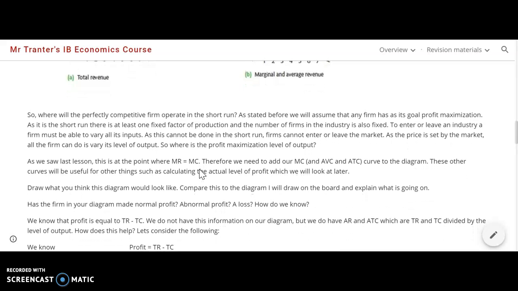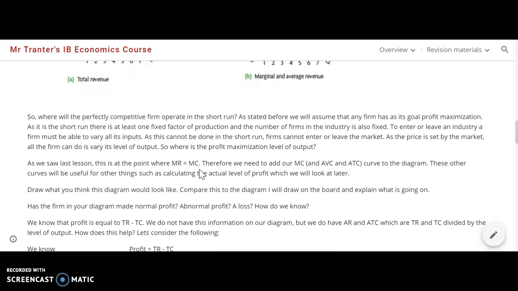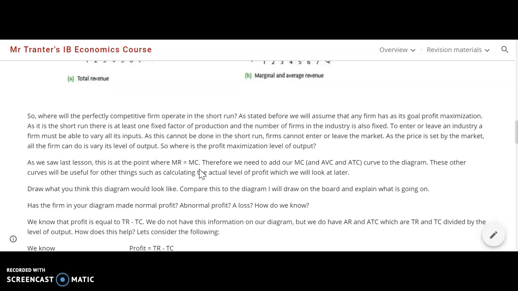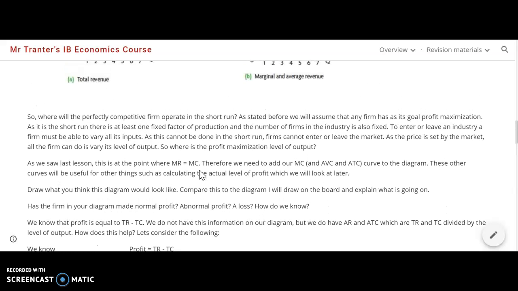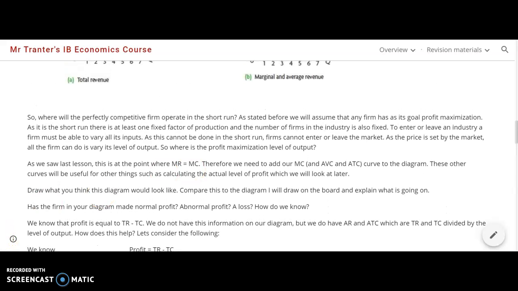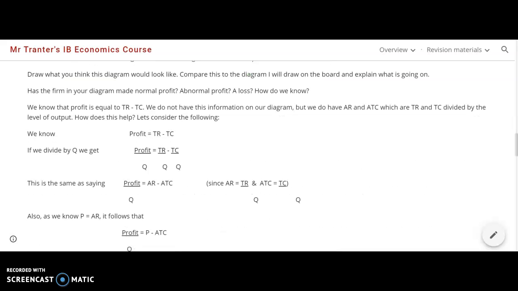So it says there, draw what you think this diagram would look like. Compare this to the diagram I will draw on the board and explain what is going on. Now, obviously, this is a little bit difficult to do as compared to what we would do in a lesson. So I'm just going to stop that at the moment. So hopefully we've all got something that is similar to that diagram I showed you while we weren't recording.